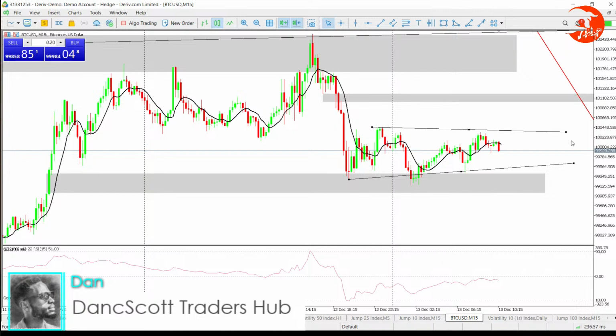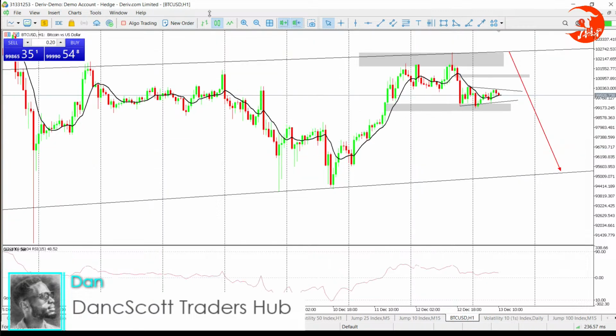Alright, so if that is the case, this will turn out to be a pennant. Once we know that for sure, then we'll be looking for this very move.